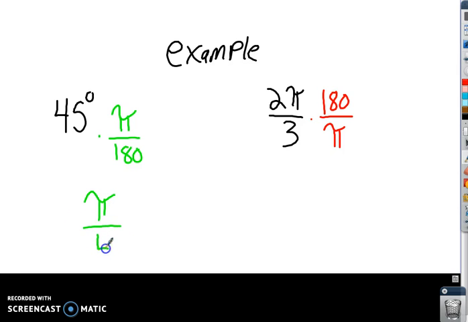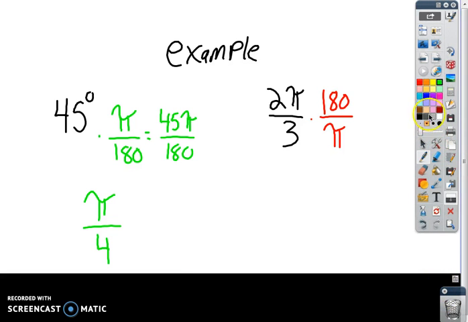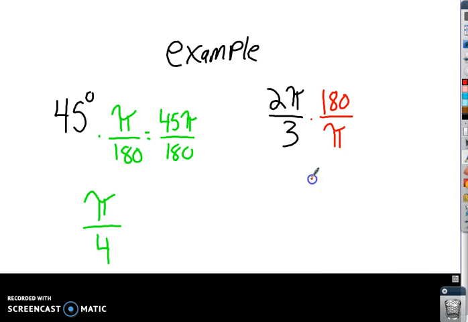This will be pi over 4, because what you end up getting is 45 pi over 180, and 45 divided by 180 is simply 1 over 4. We do not multiply the pi in. Leave it there. It'll be very important for our computational purposes later. And 2 pi over 3 is the following wonderful measure: 120 degrees. Now you are ready to do the homework.